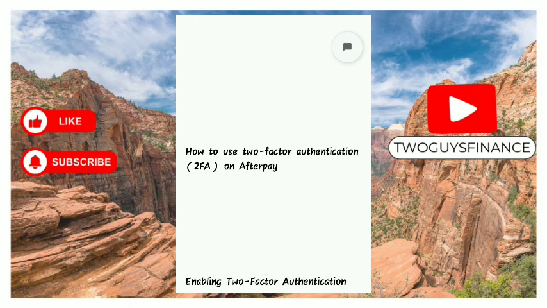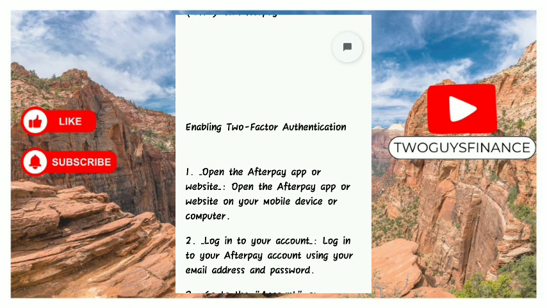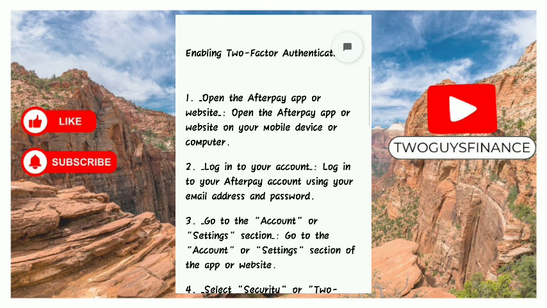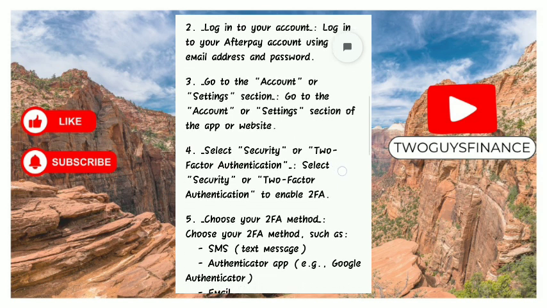Authentication on Afterpay. Now let's get straight into the video. So to enable two-factor authentication, all you got to do is open the Afterpay app or go onto a website with your mobile device or your computer, and then just log into your Afterpay account using your email address and password. And once you're in there, you want to go to the account or settings section of the app or website, and then select security or two-factor authentication to enable two-factor authentication.